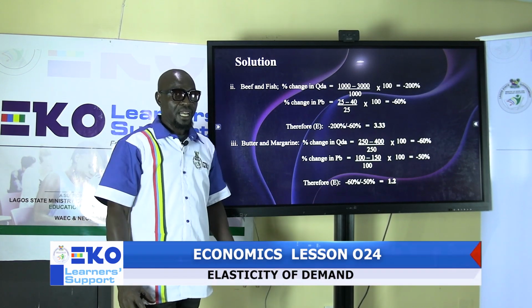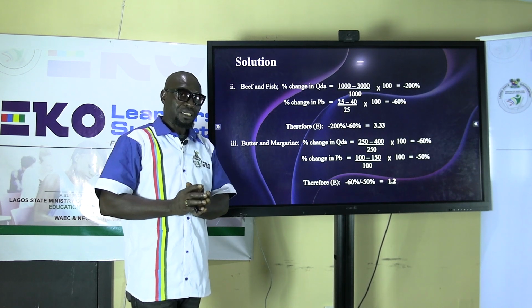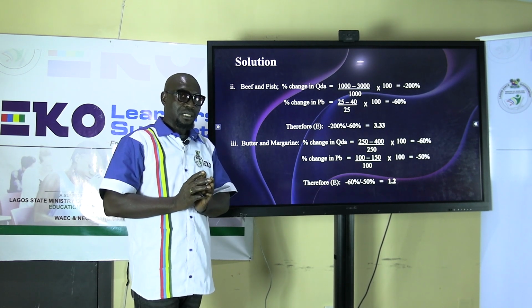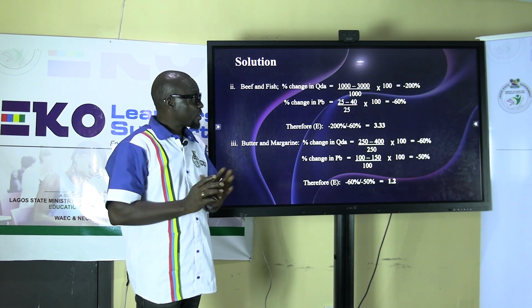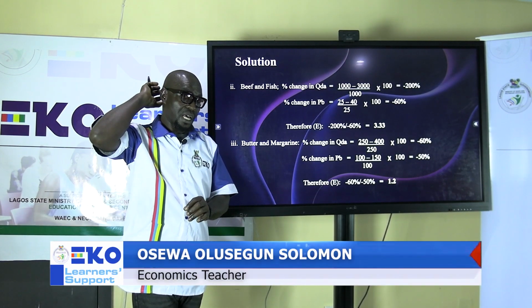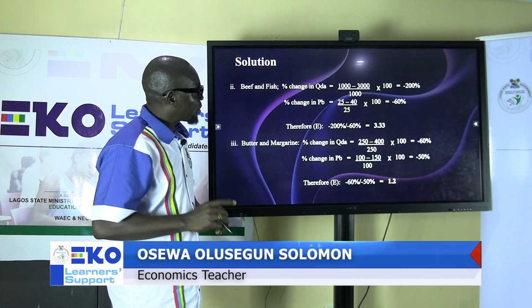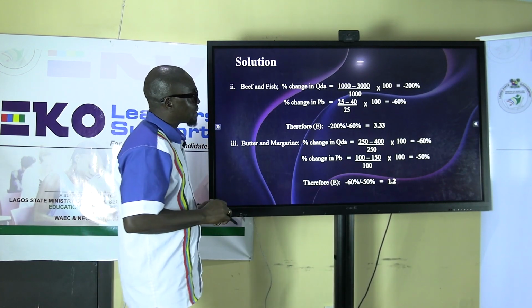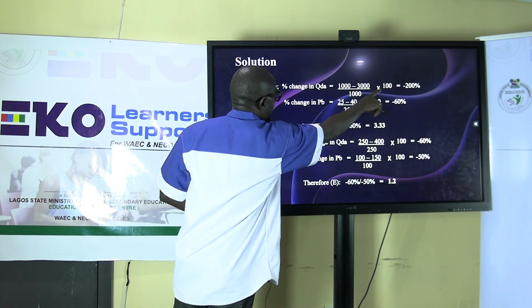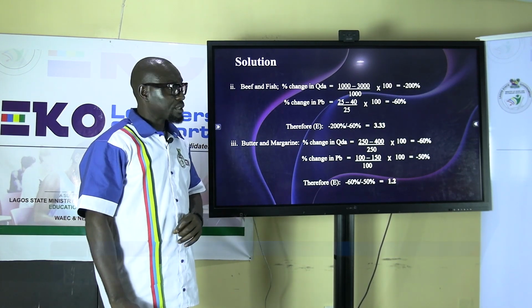I hope this is clear. The formula is all you need to understand, and then define all the parameters in the formula, input the values as provided, and then calculate. But always remember to express your figures as percentages by multiplying by 100.